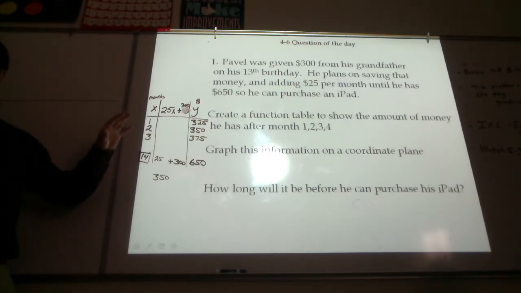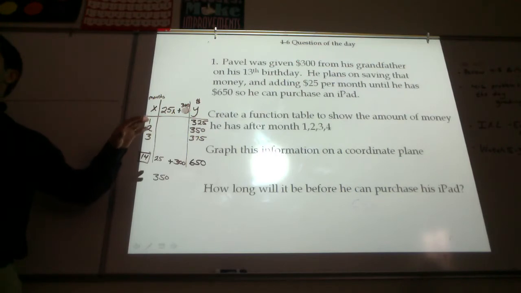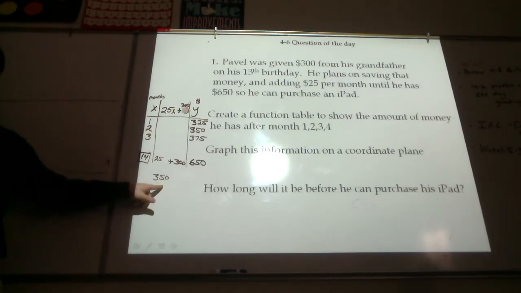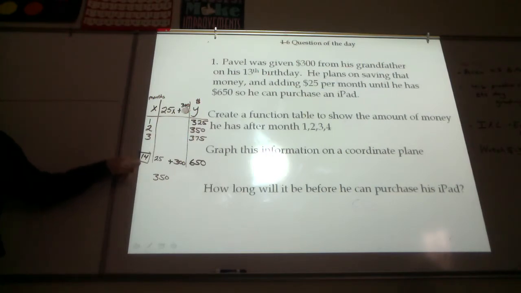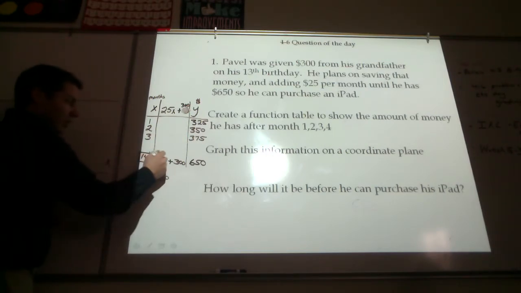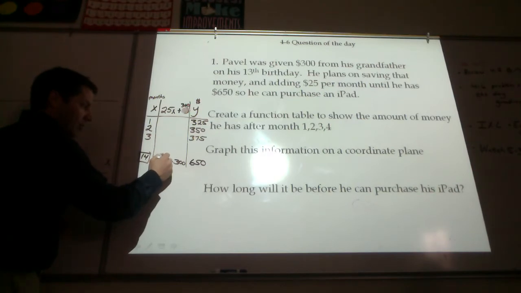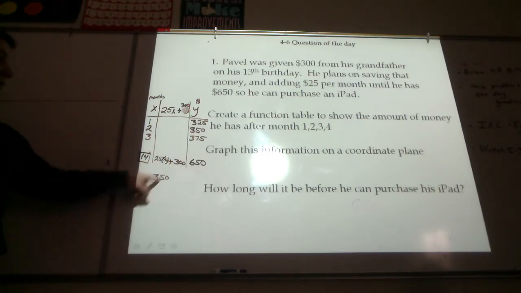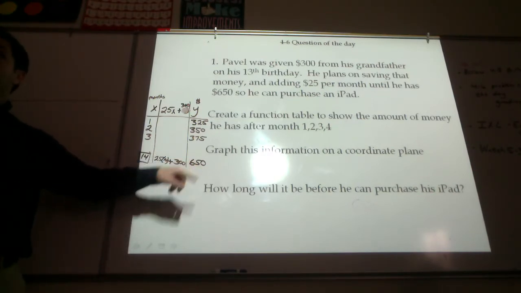1 group of 25, 2 groups of 25, 3 groups of 25, up to 10 groups of 25. Probably jumped up to there. Okay, that's 250. And he kept going and going and going until he got to 350. And he said, well, it's 14 months. 25 times 14 is 350. 350 plus 300 is 650.